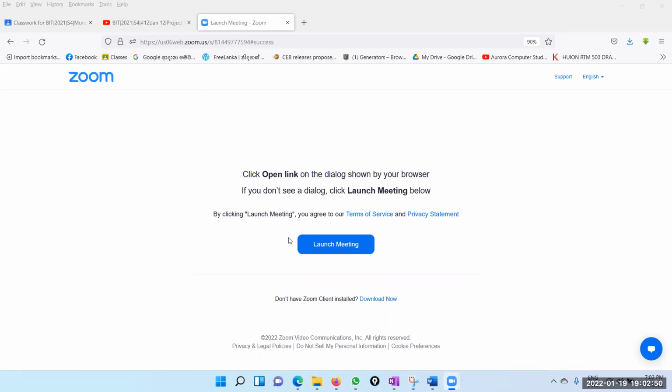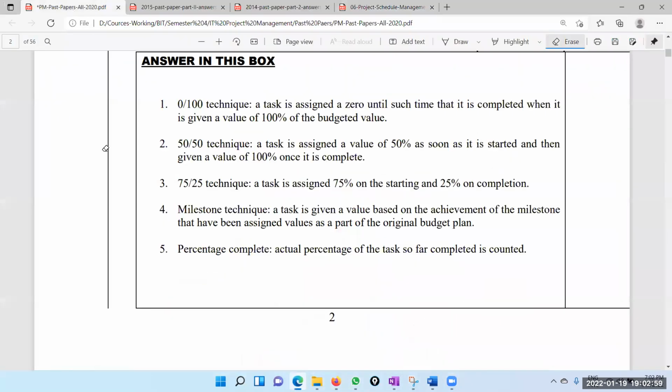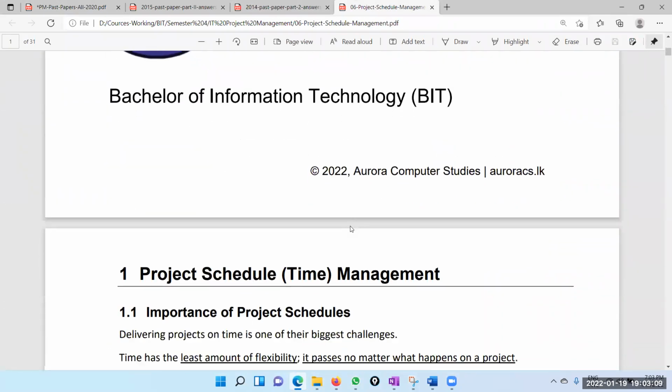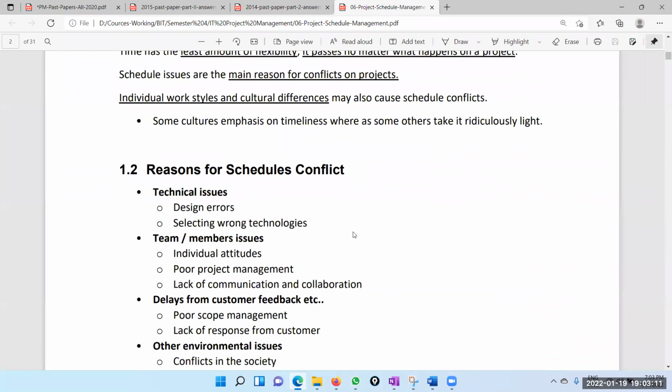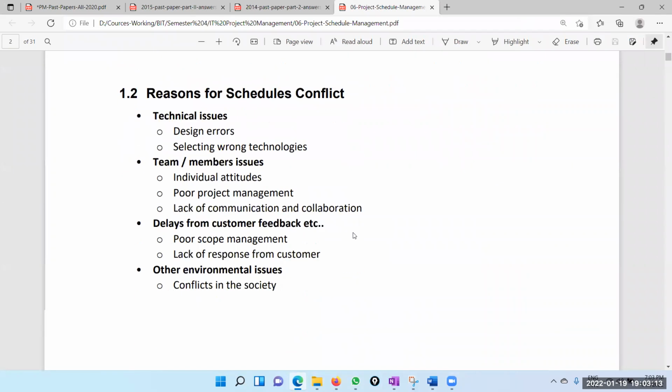So today we want to finish the schedule management and do some past paper questions. Right, let's first finish our topic. From the beginning, we discussed the importance of time or schedule management.